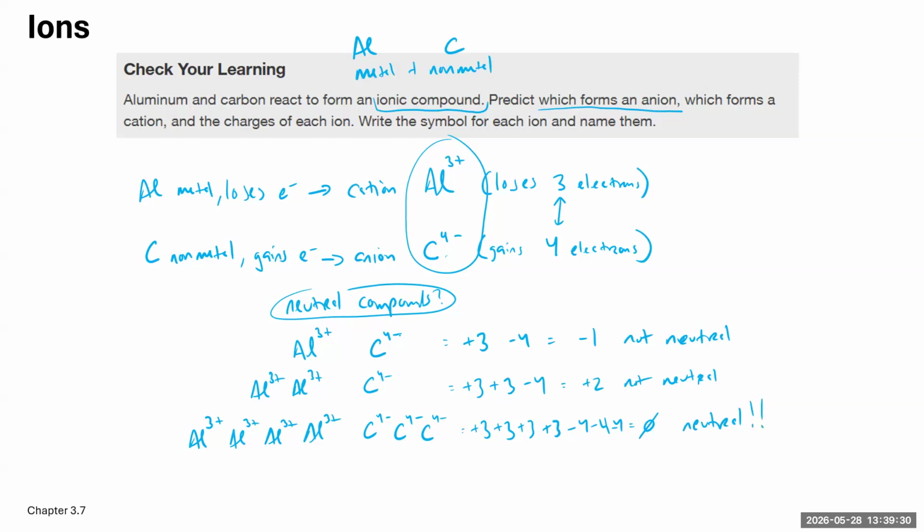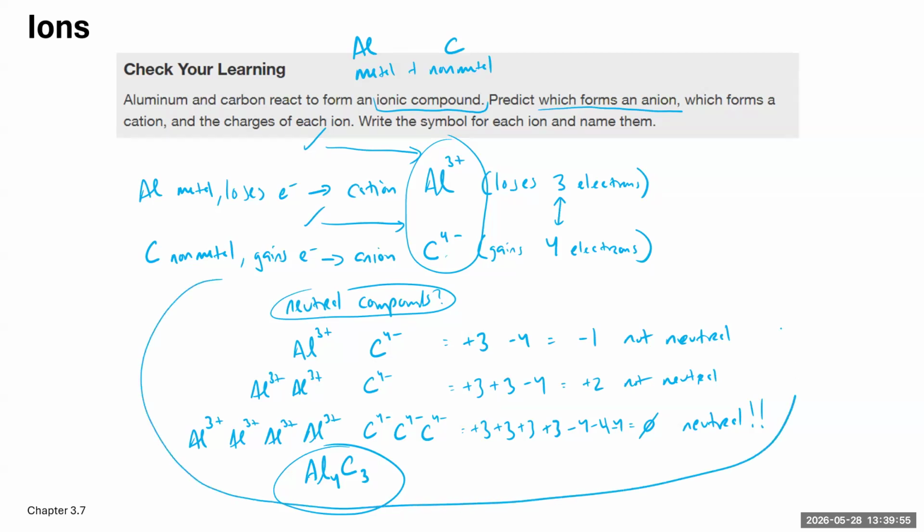Now, this is a pretty difficult one. I wasn't expecting you to get this far. What I wanted you to do is figure out this, right? So focus on that. But I want to do this just because Al4C3. That's when you try to balance the charges and make neutral compounds, right? And again, don't worry about this part here. Kind of hard, do that one later. But this is the part I wanted you to know, which is basically find the predicted charges.